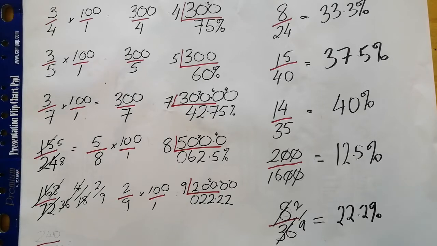If you know all your halves, quarters, eighths, fifths, this will be quite easy. The hardest part is just getting them simplified down to what you know. Okay, that's all for now.